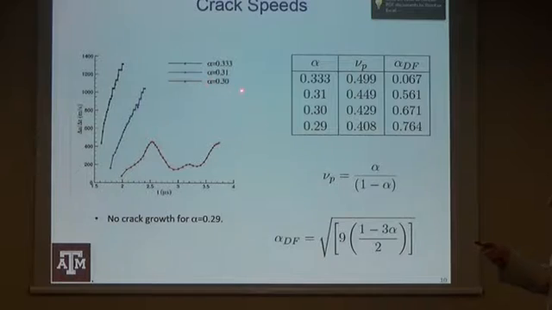Go down just to 0.30, which means Poisson ratio of 0.43, crack growth rate essentially loses its dynamic character. And if you go down to 0.29, the crack just sits there and blunts and blunts and blunts. Next slide.